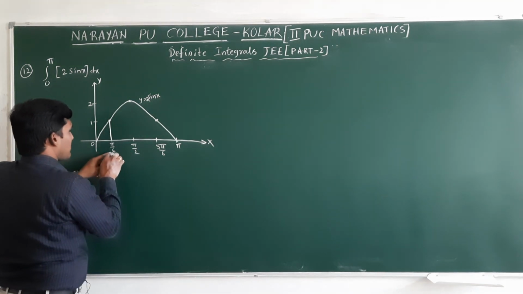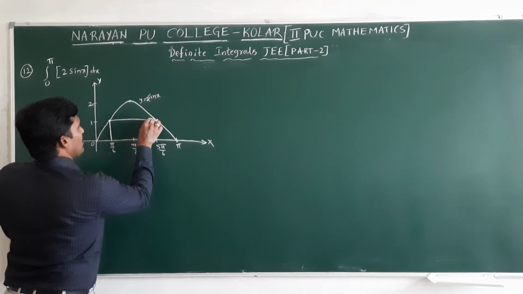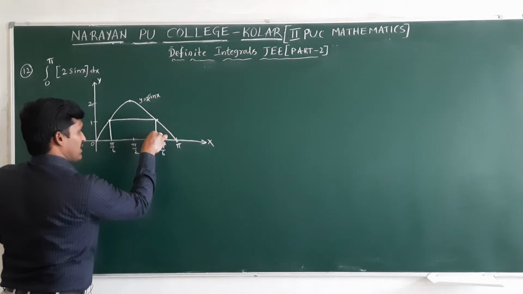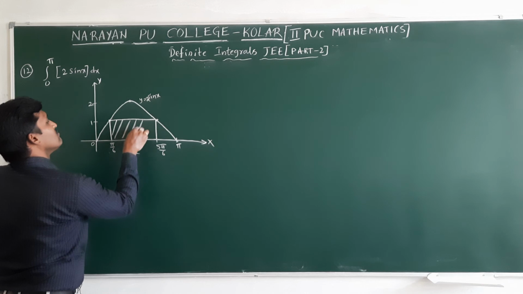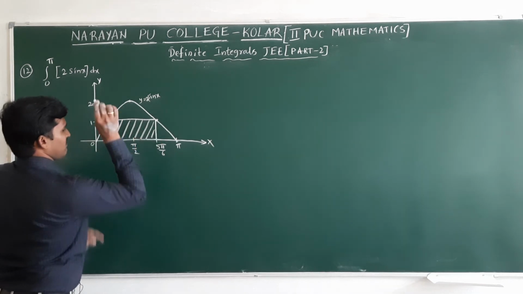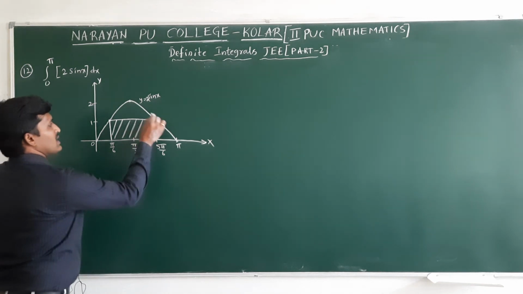From pi by 6 to 5 pi by 6, the consideration is we will get a uniform value, that is the same value we will get. That's why in this region it is not 0. It is 1, we will get every value consideration wise. So this region we need to find.